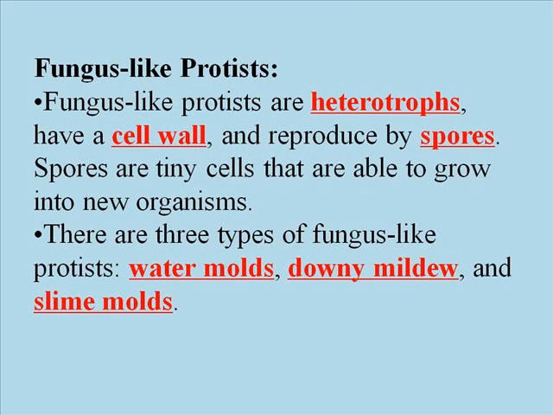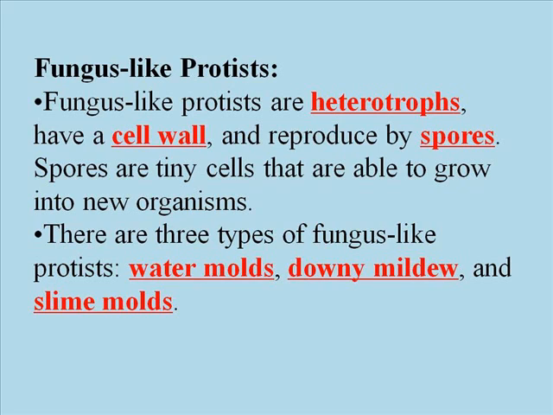The last group of protists is going to be our fungus-like protists. These are ones that are going to be heterotrophs, which means they have to find food like a fungus cell does, but they're going to have a cell wall. So they're going to be heterotrophs like an animal cell and have a cell wall like a plant cell. These are two characteristics that our fungus is going to have, and you're going to see that when we actually study the fungal kingdom. And your fungus-like protists are going to reproduce by spores, like our fungus does.